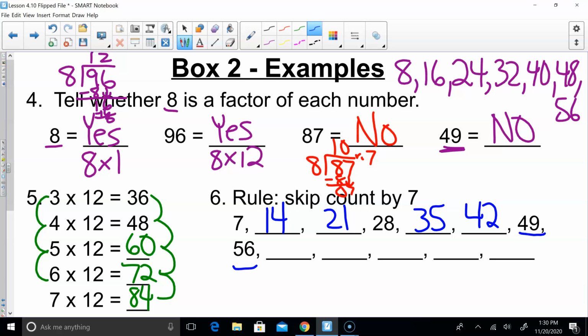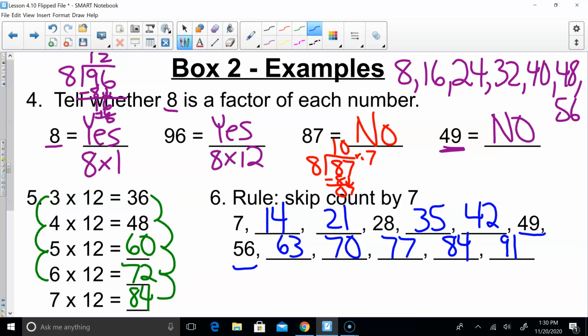7 times 8 is 56. 7 times 9 is 63. 7 times 10 is 70. 7 times 11 is 77. 7 times 12 is 84. And 7 times 13 is 91. So notice we skip count. We could skip count on and on and on if we want to, but that's how you would skip count by 7.